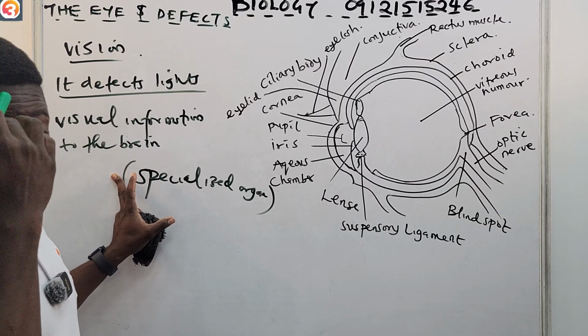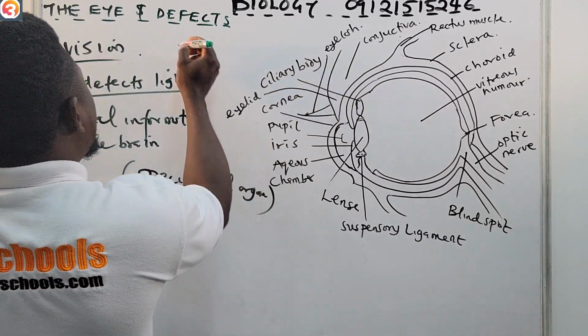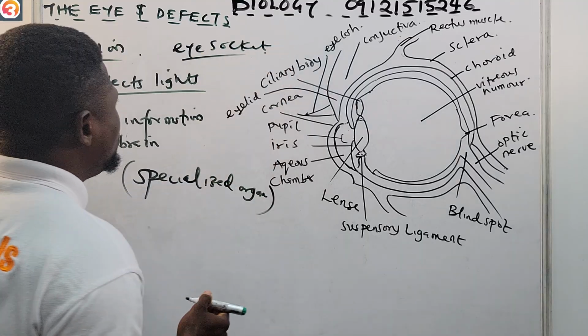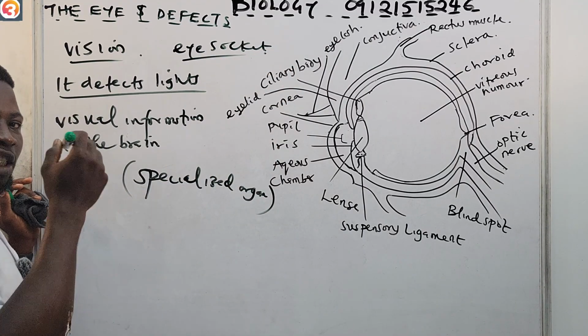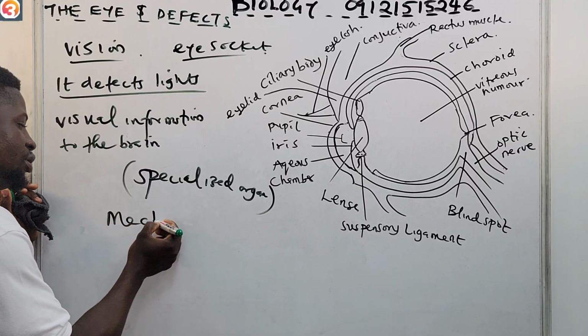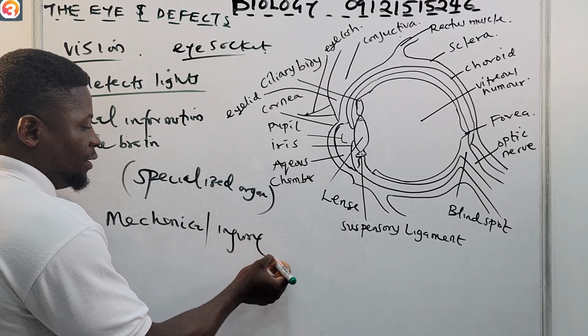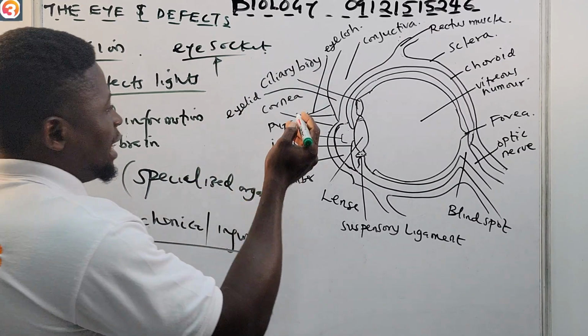They are protected by the eye socket. We all have eye sockets that enclose the eyes. The eye is protected from mechanical injury by the eye socket. Please take note of that. All right, so this is the diagram of the eye.